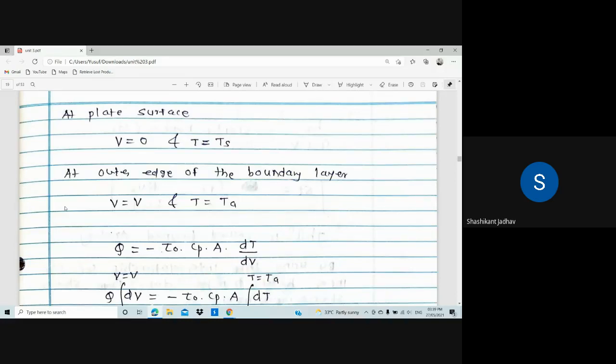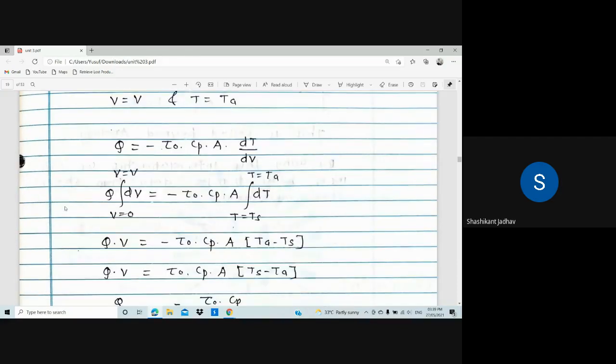Okay, what is our equation for Q? Q is equal to minus tau 0 Cp into A dt by dv. So take the integration. So dv from V is equal to 0 to V, and for the dt, T is equal to TS to T is equal to TA. So that dv we have to take at the left hand side. So Q into integration of dv is equal to minus tau 0 Cp into A integration of dt, and that integration changes from T is equal to TS to T is equal to TA.